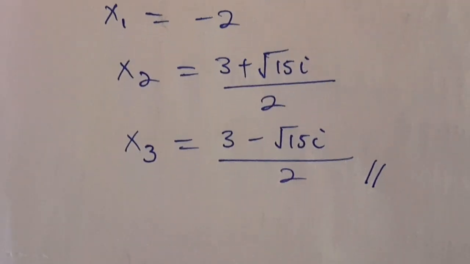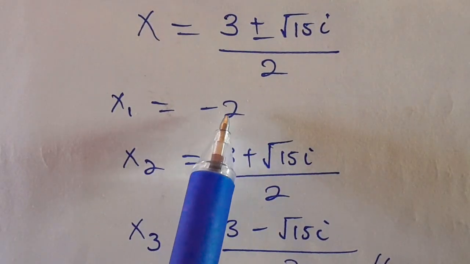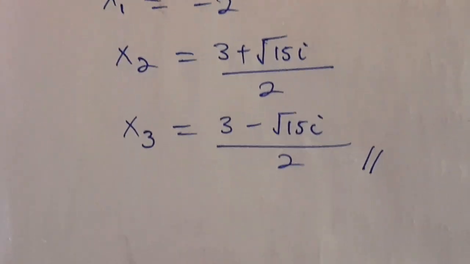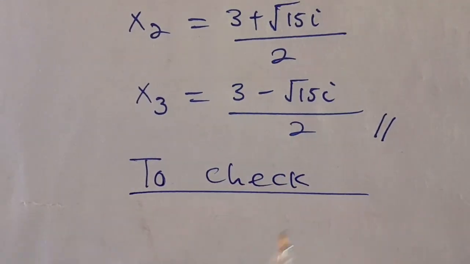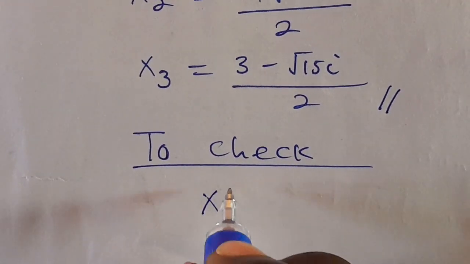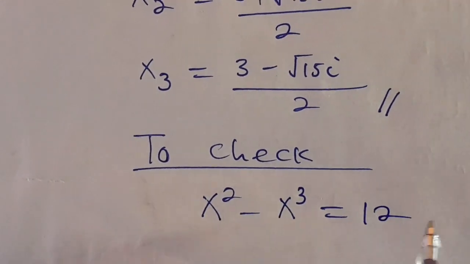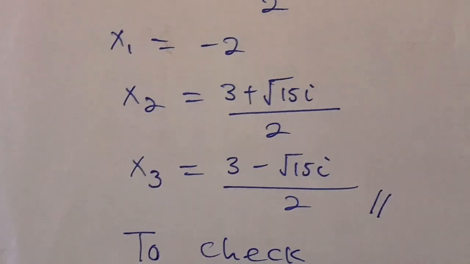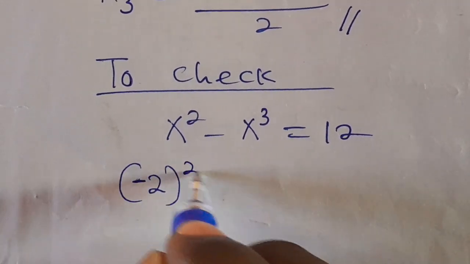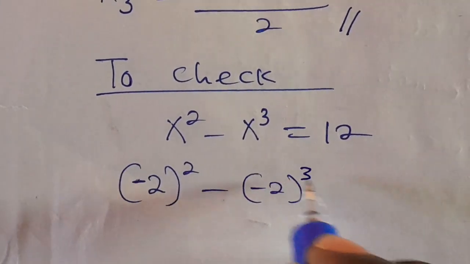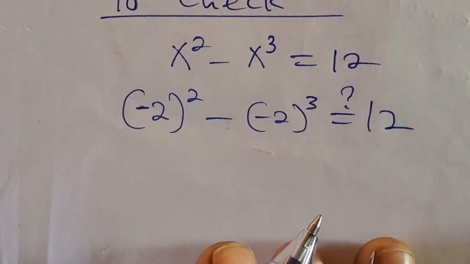So now let's check. Let's check for the real solution. This is the real value and this is the complex value. So let's check for the real value. We have x squared minus x cubed to be equal to 12. So when x equals minus 2, let's see what will happen. So we are going to have minus 2 raised to power 2, then minus minus 2 raised to power 3, are they going to give us 12?